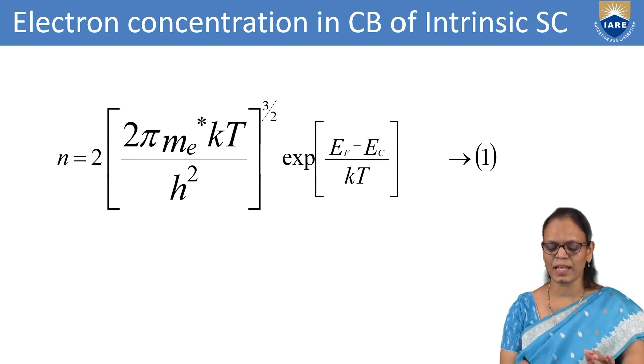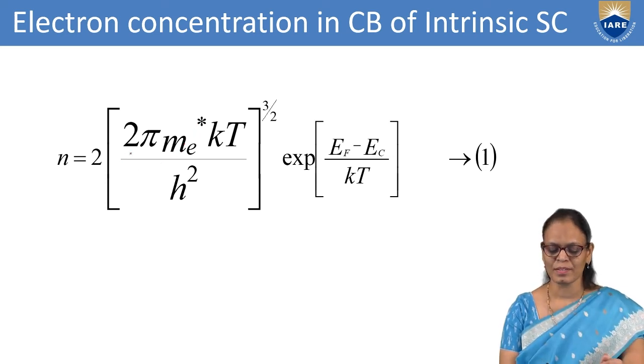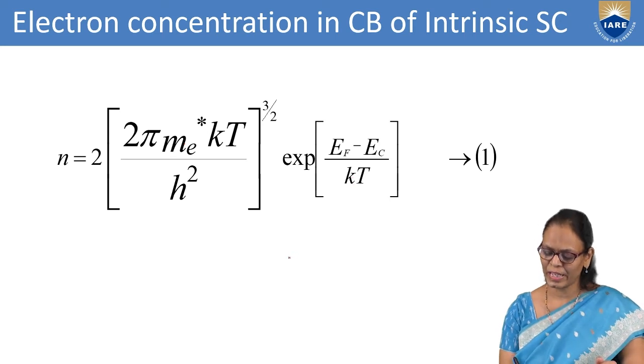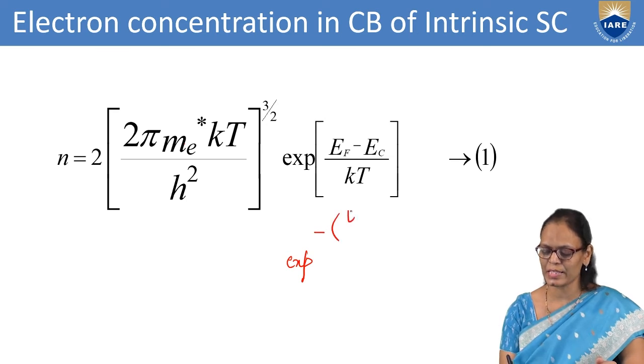We can also write the same expression without writing NC, and wherever we are doing numericals, we will be using this expression. N is equal to 2 pi me* kBT by h square power 3 by 2 exponential EF minus EC by kT. Here me* represents the effective mass of the electron when we are considering the periodic potential. You can also write it as exponential minus of EC minus EF by kBT.